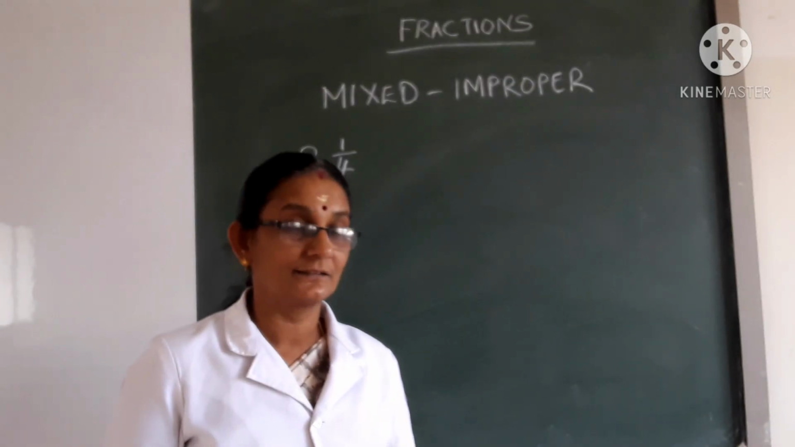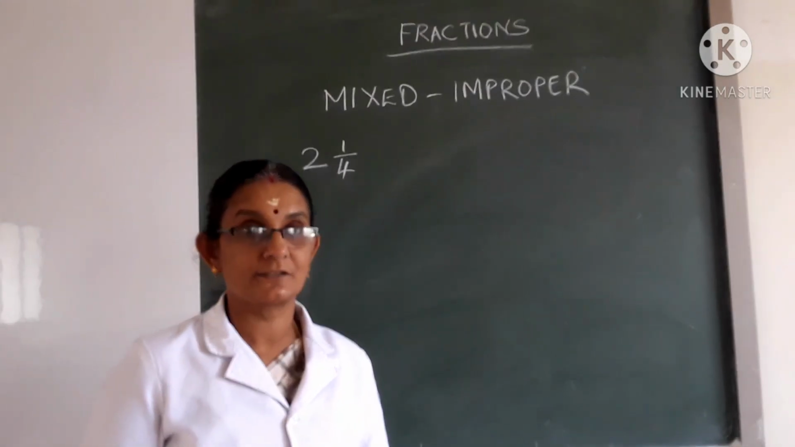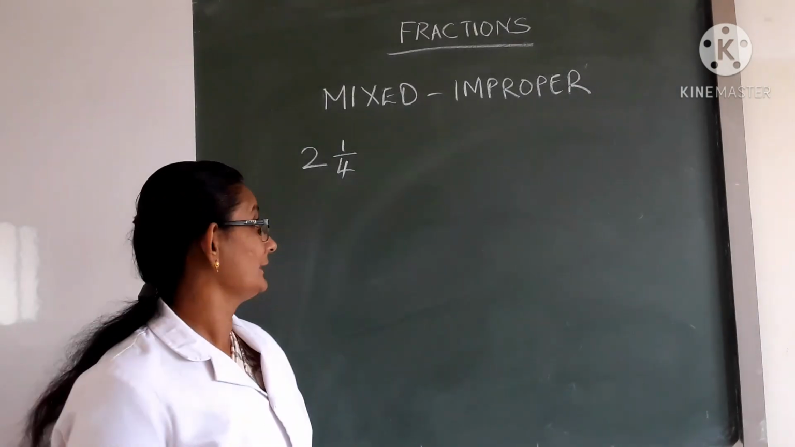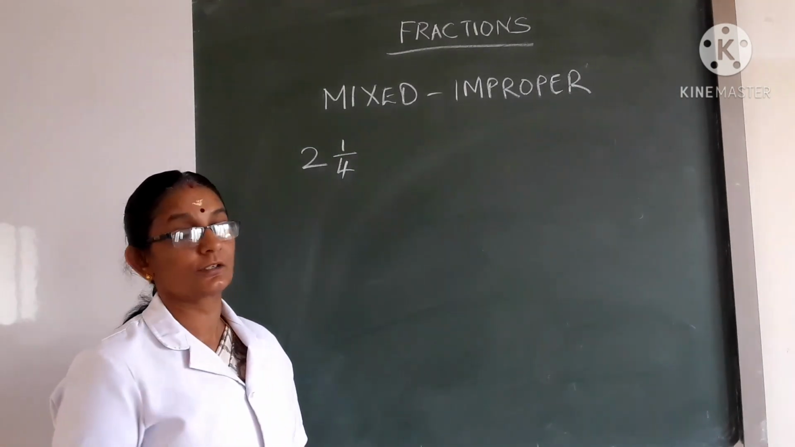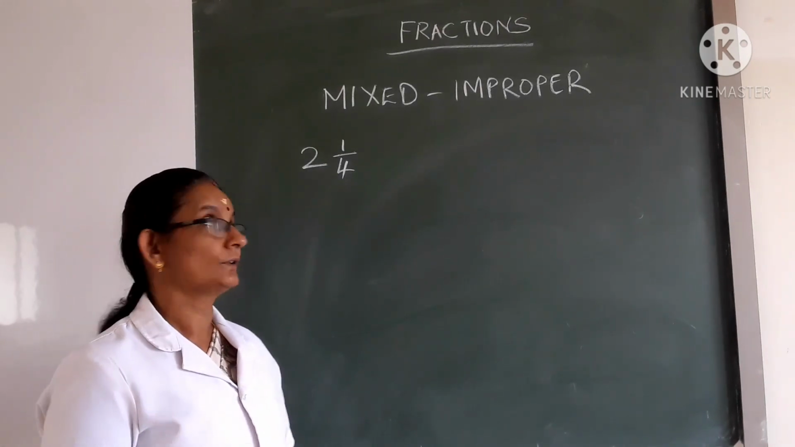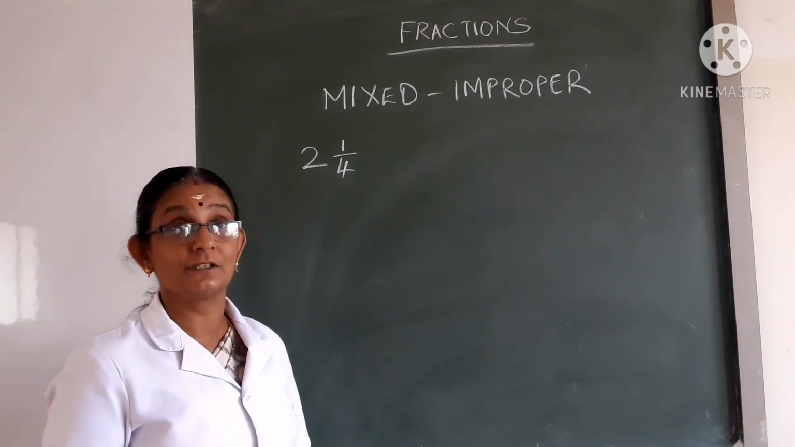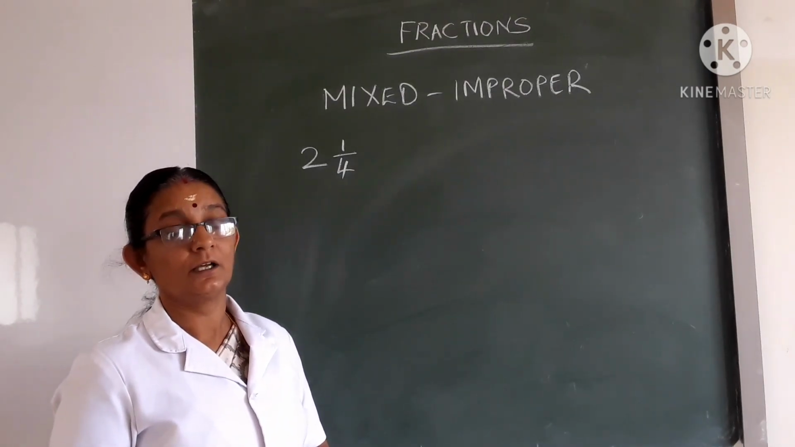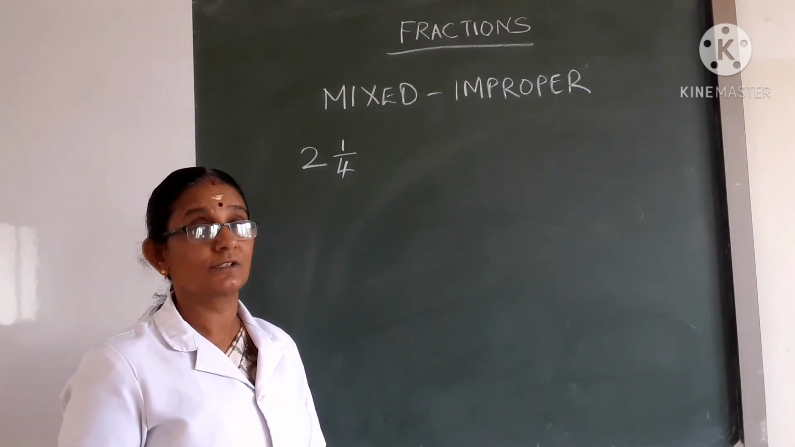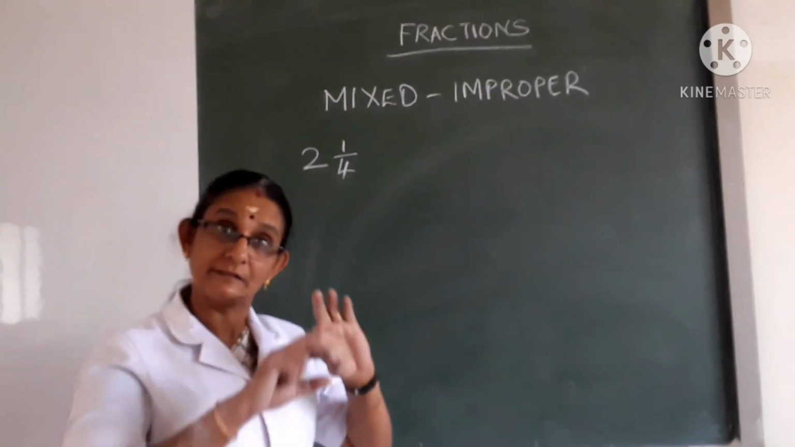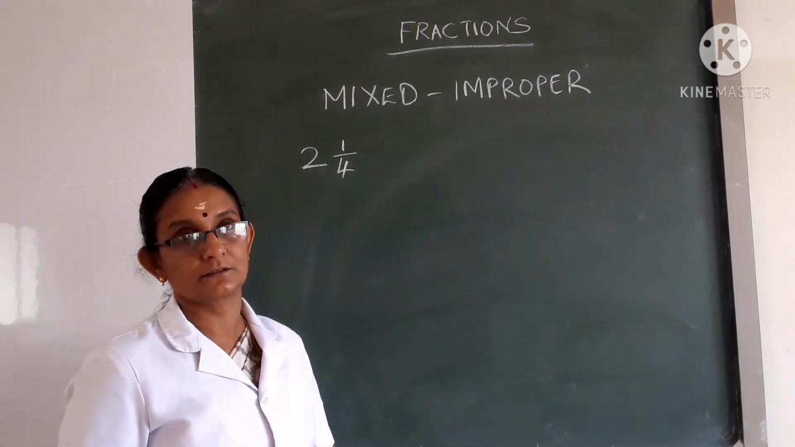Then let us learn how to convert a mixed fraction into an improper fraction. Now let us consider the mixed fraction 2 1 by 4, where 2 is the whole part and 1 by 4 is the fraction part. Now how do we represent 2? What is 2? 2 means 2 wholes. 2 wholes means 2 complete figures.